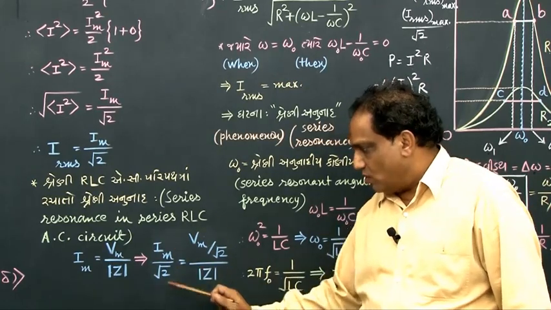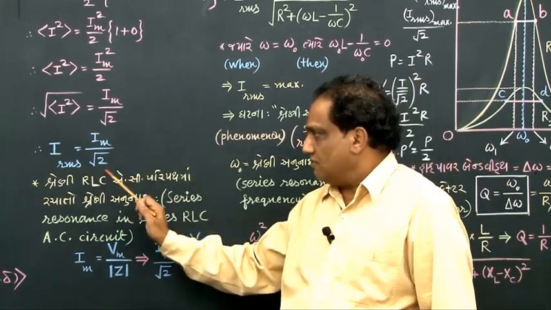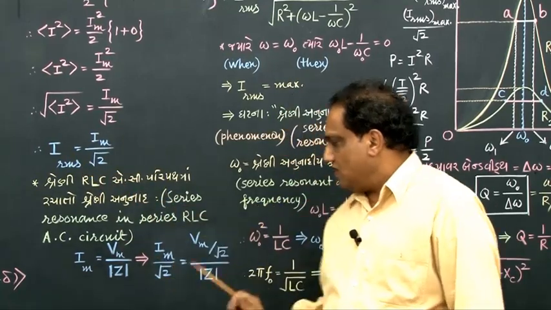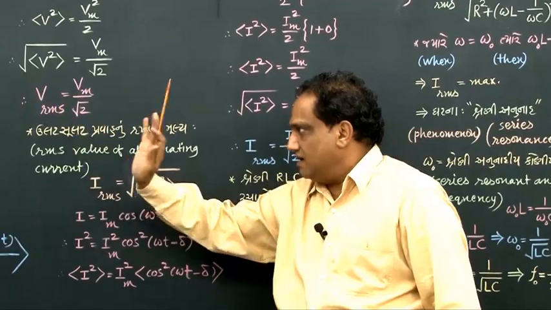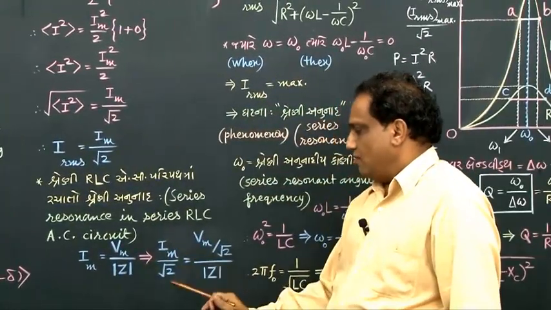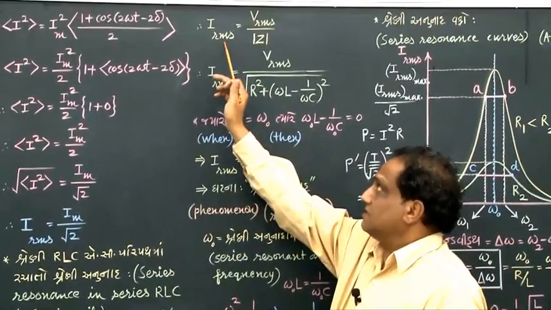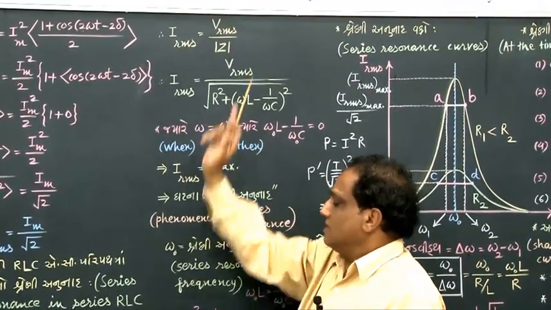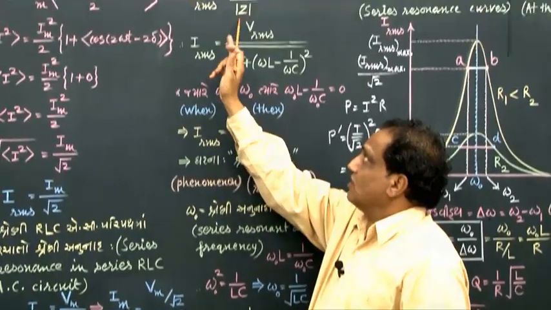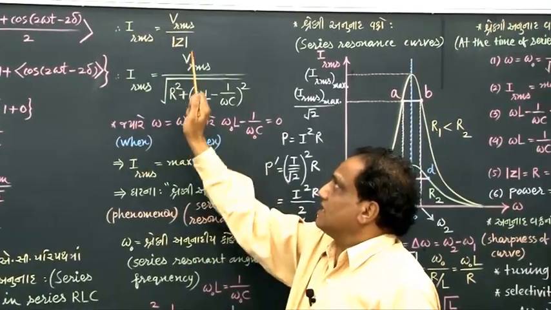But what is Im upon root 2? Im upon root 2 is nothing but IRMS. Vm upon root 2 is nothing but Vrms. Put it here. Im upon root 2 is IRMS, and Vm upon root 2 is Vrms, upon mod Z as it is. Got it? Come on, Vrms as it is.